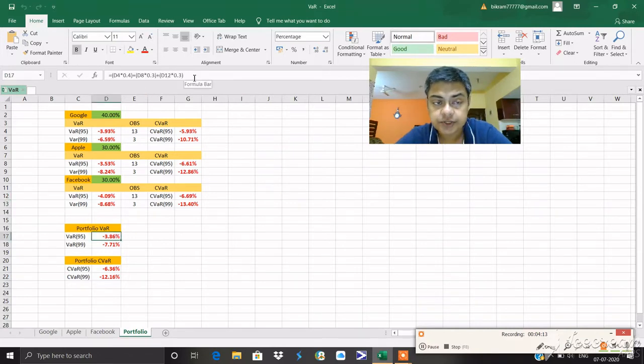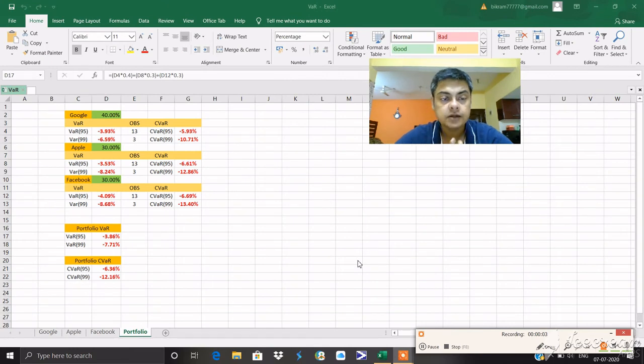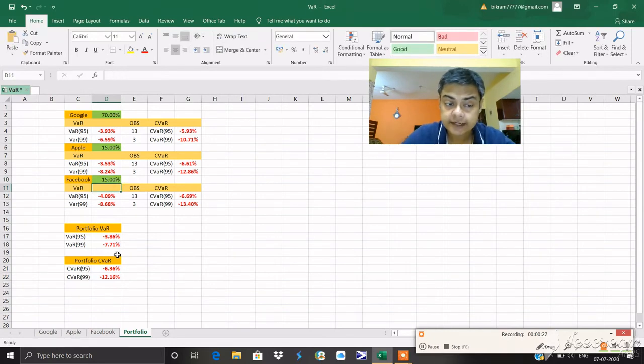You can see the formula here, weighted average: 40%, 30%, 30%. Like that we have calculated. When we have done that CVAR calculation, we understood very clearly that if we change these values, possibly the result will change. So let me make that change here. Suppose I make Google 70%, Apple 15% and Facebook 15%. Then let's see what happens. It will reduce further and the portfolio can be a little better, but we cannot guarantee that this will remain.